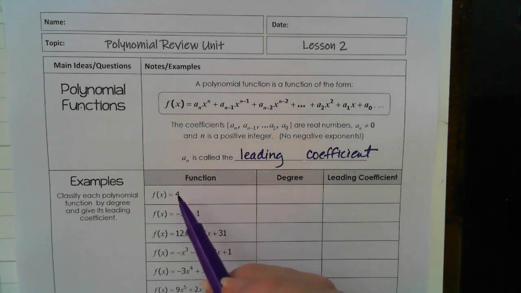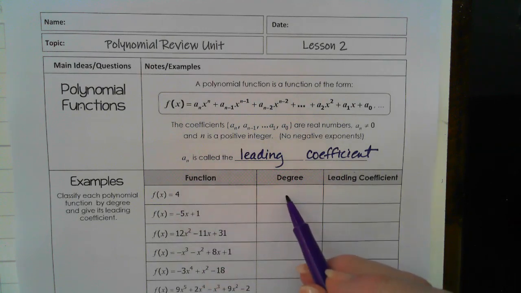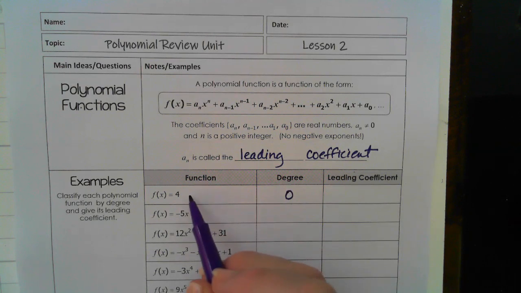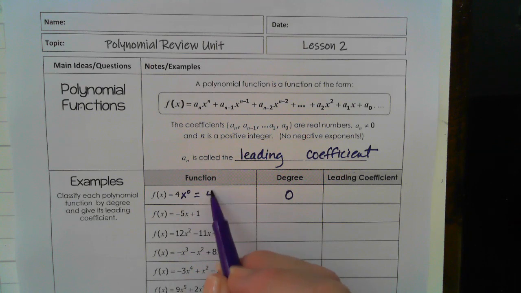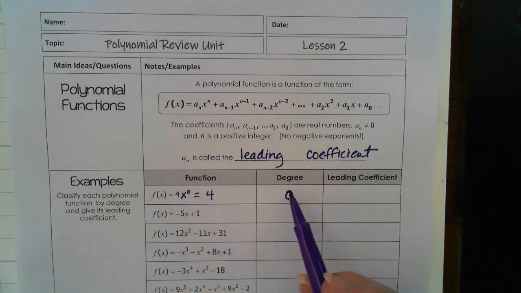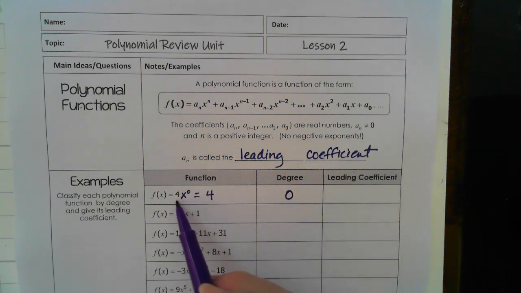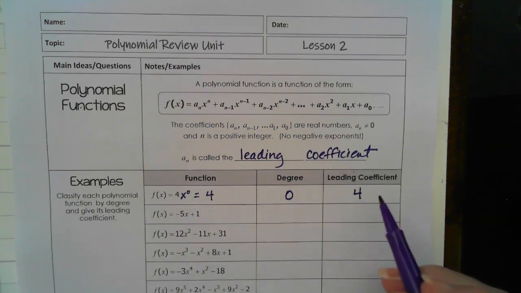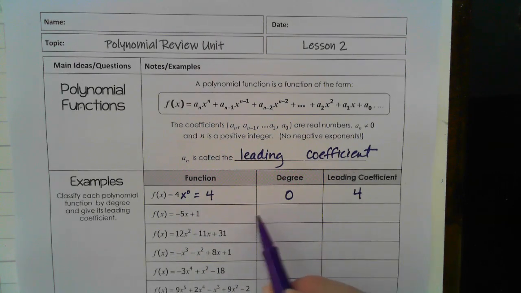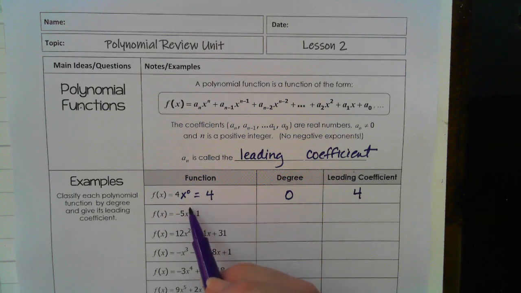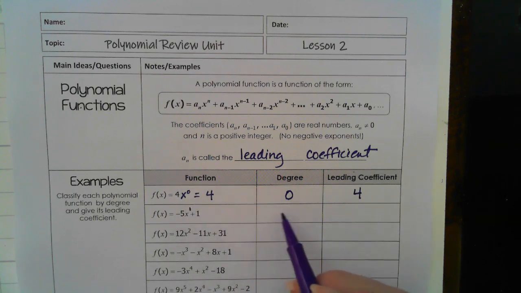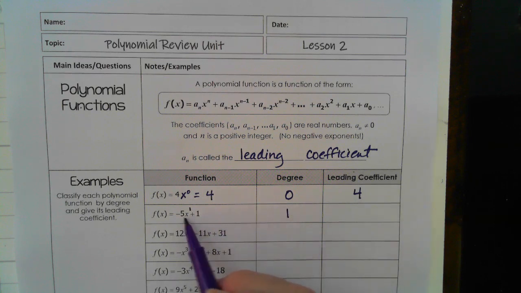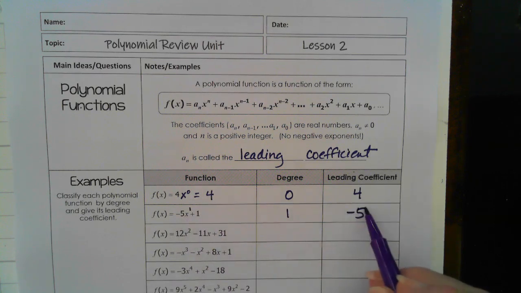So here's some examples. This right here is a degree 0 because we could see this as if it had x to the 0 power, which is just 4, so it is a degree 0. The leading coefficient, when I wrote it this way, you can see that 4 is a coefficient in front of x to the 0 power. So my leading coefficient, which is a constant, is 4. This here, the x has a degree of 1 because that's like an exponent of 1. So this is degree 1, and the leading coefficient is negative 5.